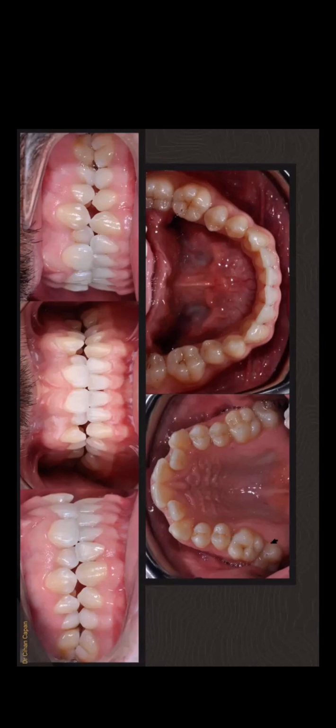The sevens are much better positioned. And if you look at the lower, there is an interesting situation. You can see the narrow upper, the edge-to-edge bite. And there is an interesting situation that we have buccally moved the lower six on the left and the right side. This is buccally moved too.